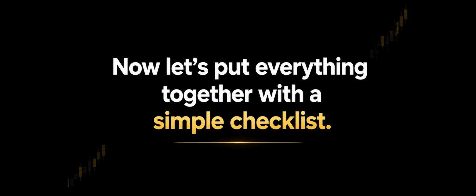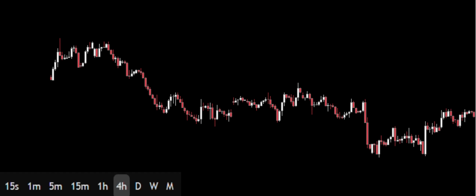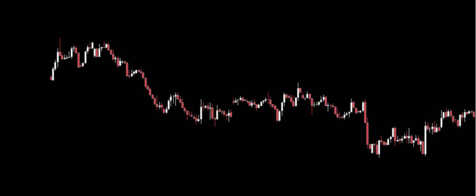Now let's put everything together with a simple checklist. Step 1. Start from the higher time frame. Identify the market sentiment. Is price bullish? Is price bearish? Or is price ranging? Step 2. Identify the trend. Is price creating higher highs and higher lows? Or lower lows and lower highs?